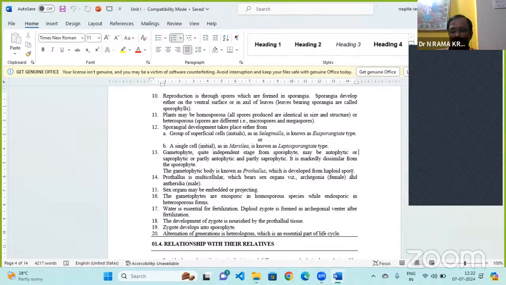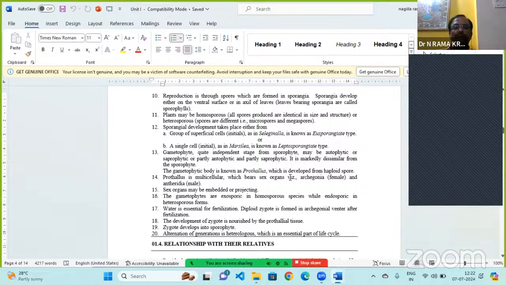What is the main function? That is of water. For example, Equisetum and Funaria. In some, exosporic gametophytes are devoid of chlorophyll and subterranean in habit. They depend upon endophytic fungi for nourishment, for example in the Lycopodium plant. So this is the gametophytic generation.